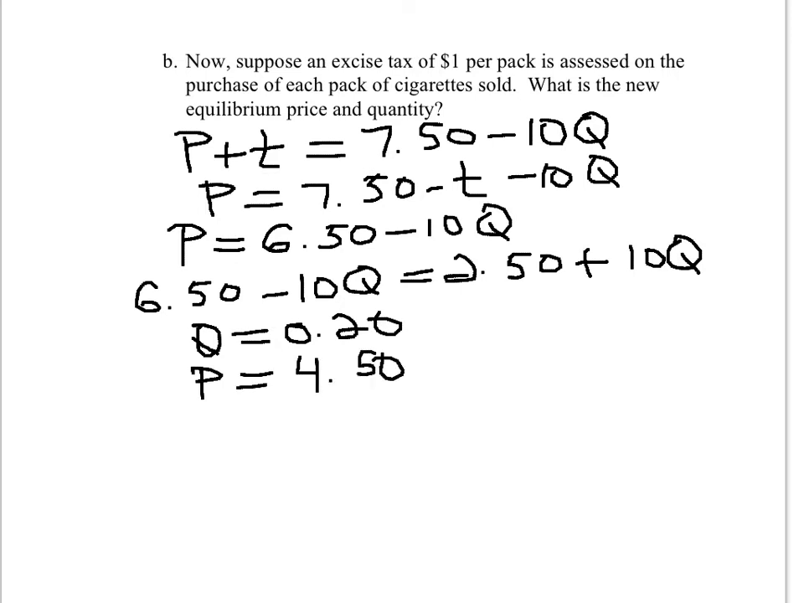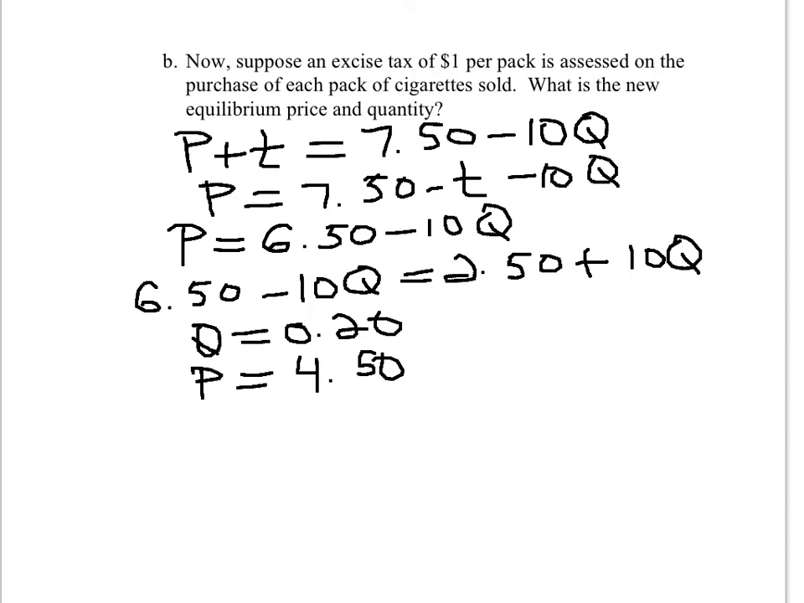Now notice that buyers will actually pay 450 to the sellers and $1 to the government. So effectively, the cost of the cigarettes to the buyers is actually 550 now, which is 50 cents more than before. The sellers, on the other hand, are 50 cents worse off too, because they were getting $5.00 before, and now they're only getting 450.